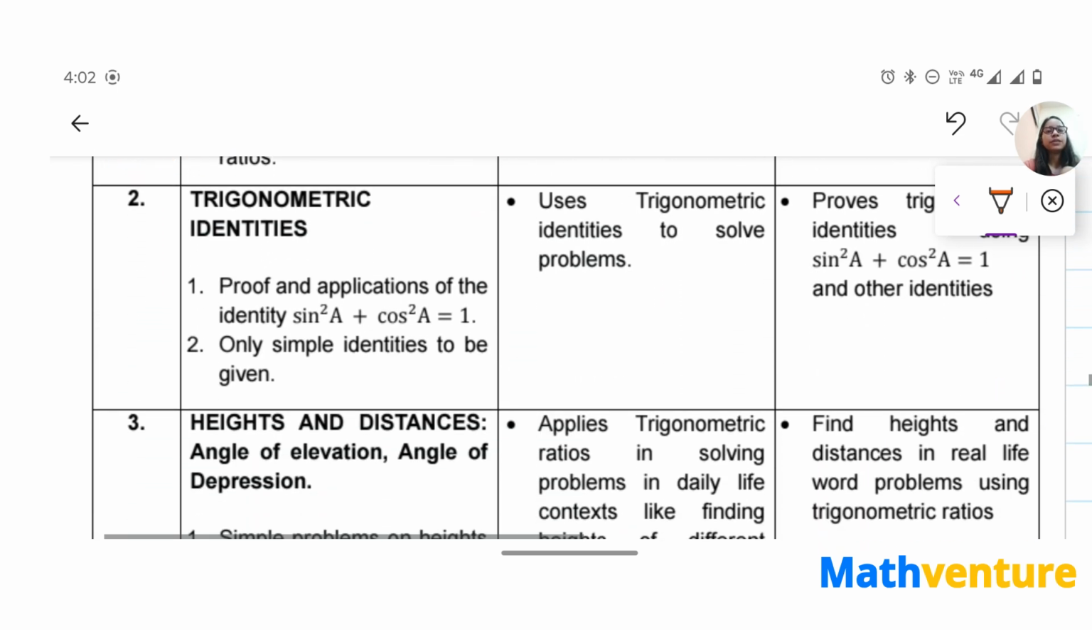And the next chapter is trigonometric identities. There are total 3 identities. One is given here and this can be asked to prove, and the other 2 trigonometric identities will be used to solve the other questions given in the exercise.